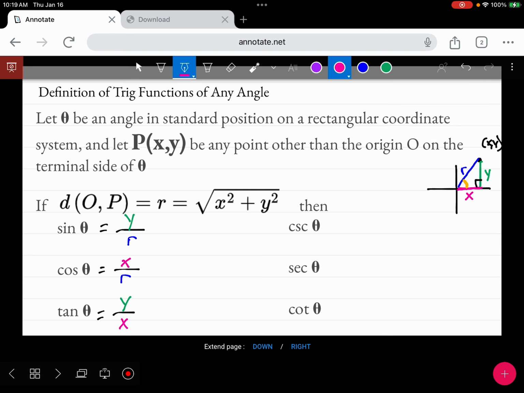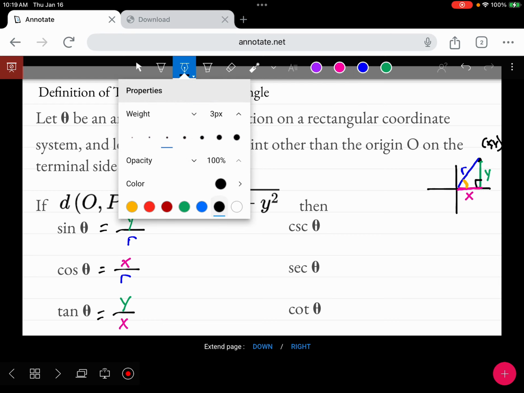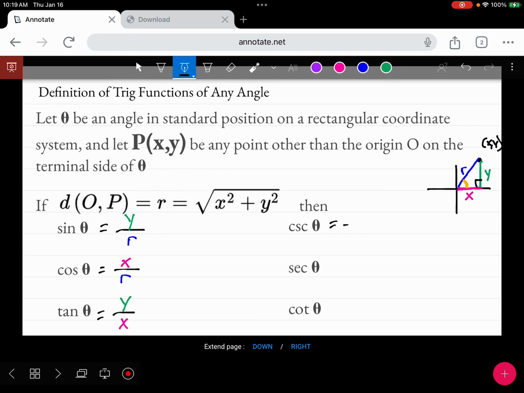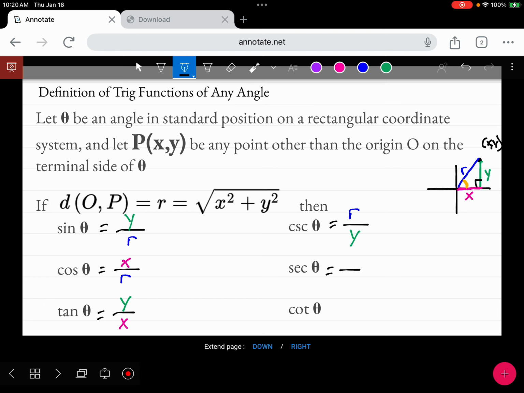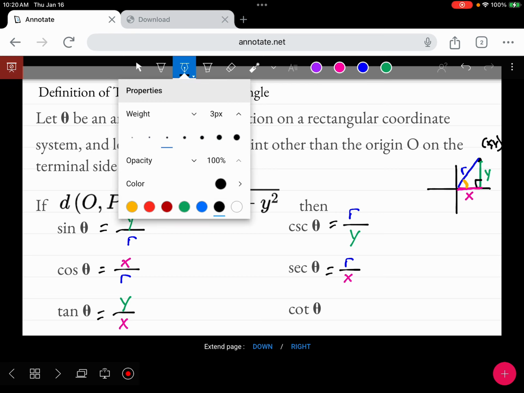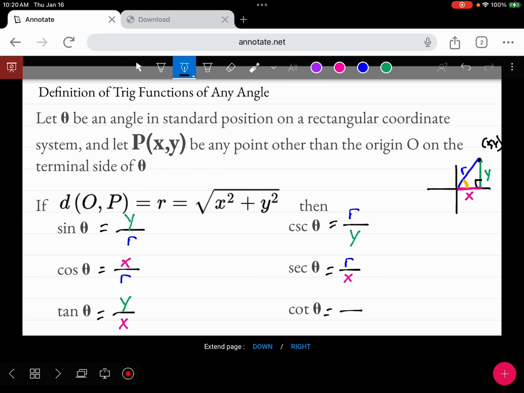Because we know that sine and cosecant, they're buddies. They just like to do some flips every now and then. So cosecant is going to be the reciprocal of sine. So it's going to flip it. So we're going to have r over y. Secant is going to be the reciprocal of cosine. So that's our r over x. And our cotangent is the reciprocal of tangent. So we're going to have our x over y.